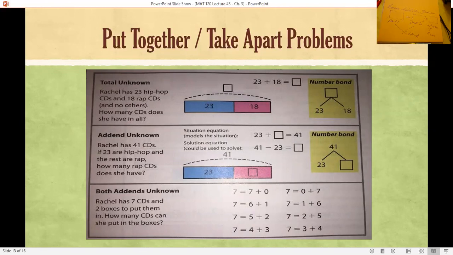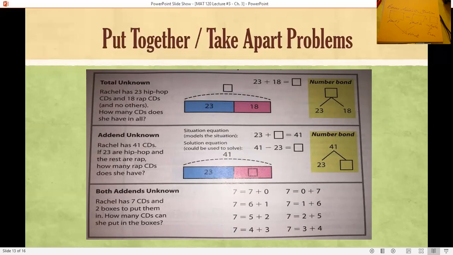What happens when one of the add-ins is unknown? When one of the add-ins is unknown, it looks like this. Rachel has 41 CDs, and if 23 are hip hop and the rest are rap, then how many rap CDs does she have? Now you know the total, 41, and you also know one of the two quantities, 23. You're looking for the other add-in, and only one of these add-ins is known, 23, the other one is not.